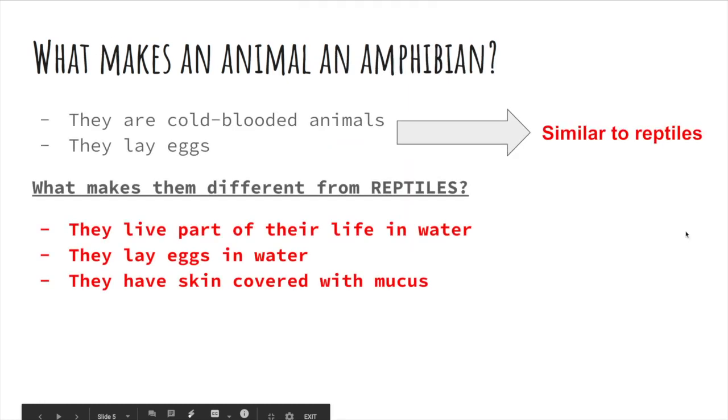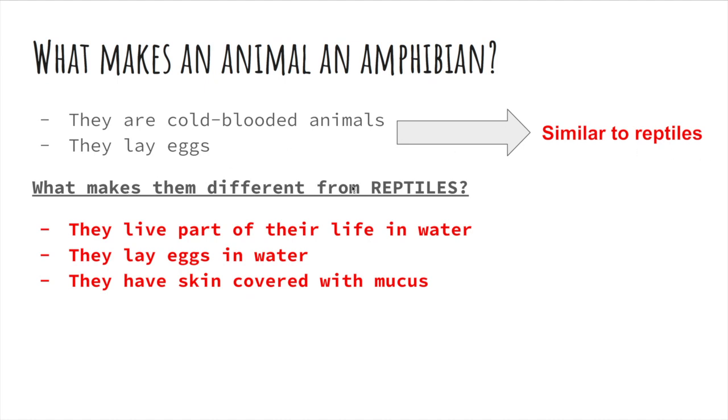So the first two things I have on here are that amphibians, they're also cold-blooded animals. And they lay eggs. And I know what you're thinking. That's similar to reptiles, and I even put that over here. That part is very similar to reptiles, and that's what makes these two animal groups kind of confusing. But don't worry, because there's some really big differences between them too.